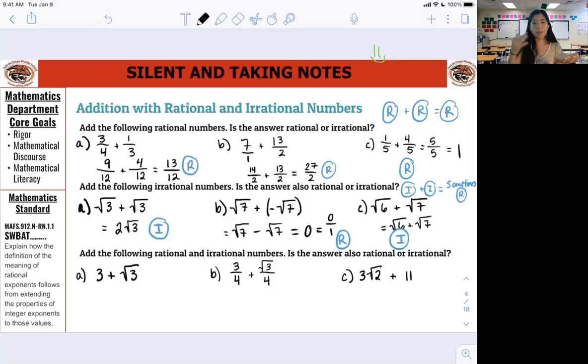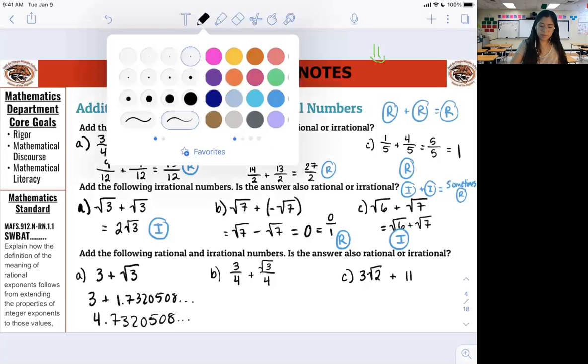Well, if I just add 3 to the square root of 3, in fact, what is the square root of 3? If I plug that into my calculator, the square root of 3 is 1.732050 dot dot dot. If I add 3 to that, well, then I just have 4.732050 dot dot dot. So it's still going to be irrational.